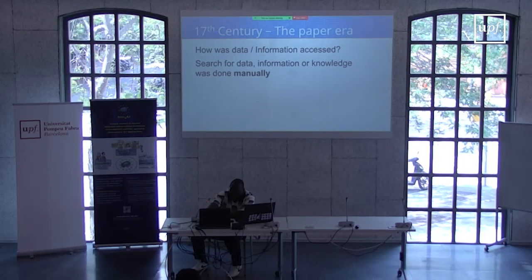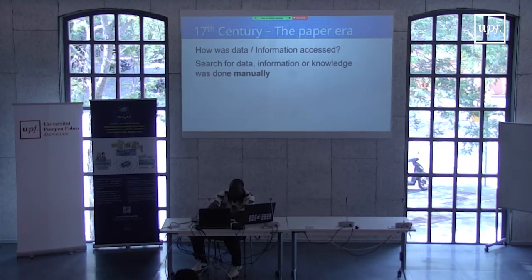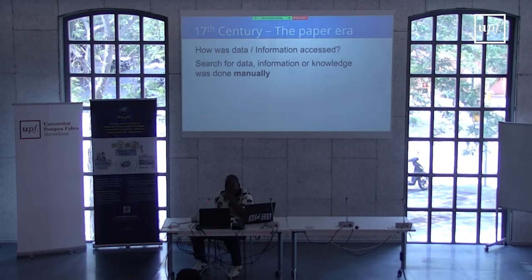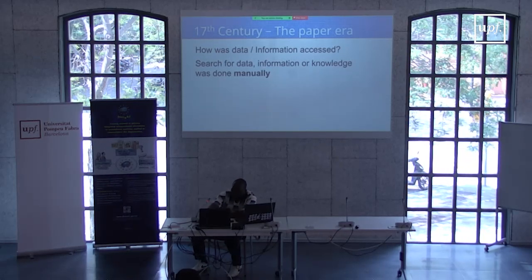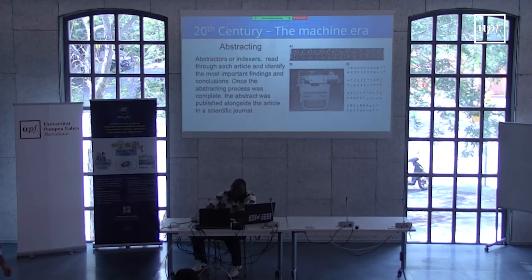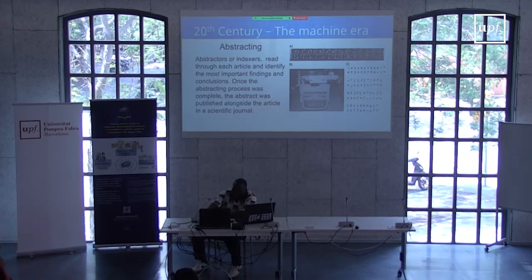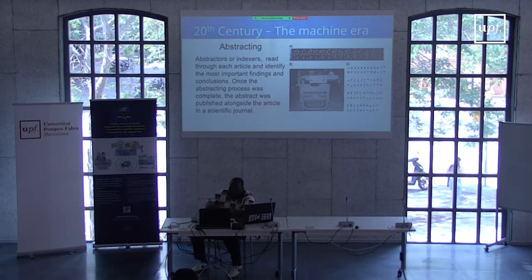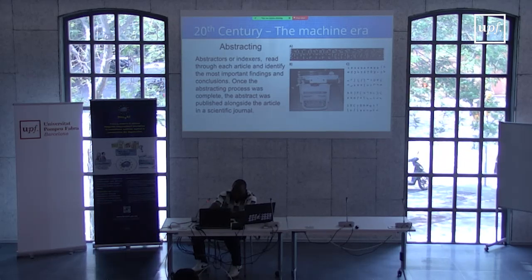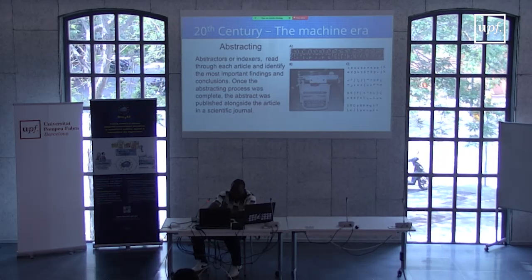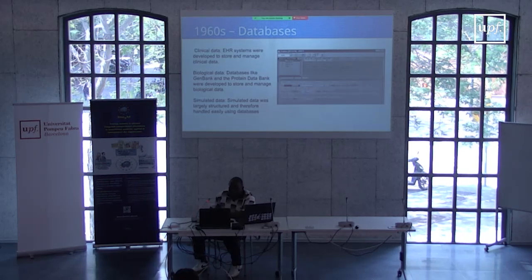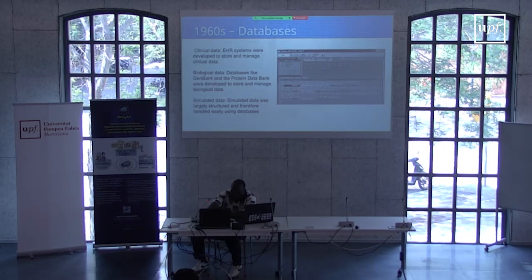Search for data, information, or knowledge was done physically, which means you would have to fly or sail to a certain country to be able to access documents. In the 20th century came abstracting, the mechanical era, when people started using typewriters. Some universities still have these, how do we call them, card indexes for different books. In the 1960s came the databases. So most of our data was now structured.